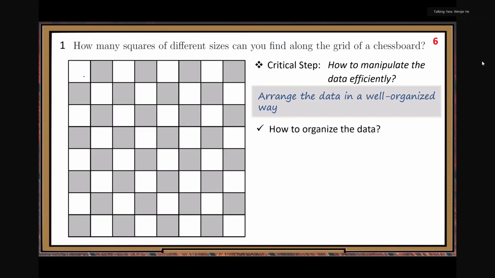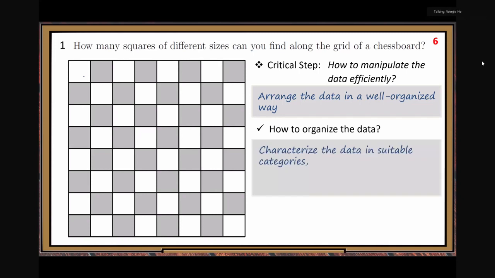With suitable categories, the data in the same category share the same property. Because for squares of the same size, we can find the same rules for them, right? Same rules for squares of the same size. So then we can find the representation quickly.